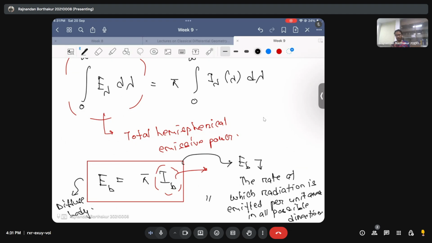And we formally defined the total hemispherical emissive power, which is equal to pi times the intensity of radiation for a diffuse body. Okay, so we'll stop here today, and we'll meet at the same time next week, and then take it up from where we left off today.